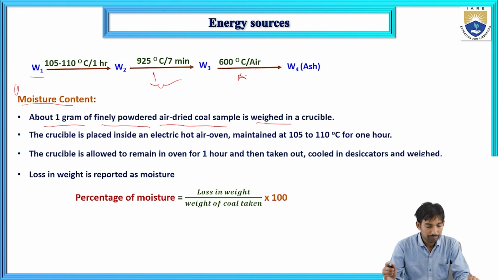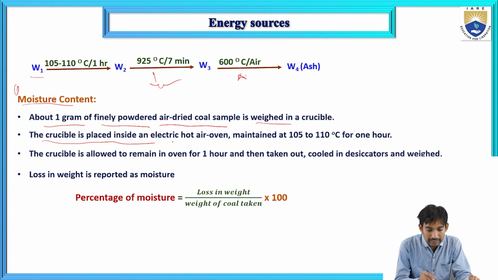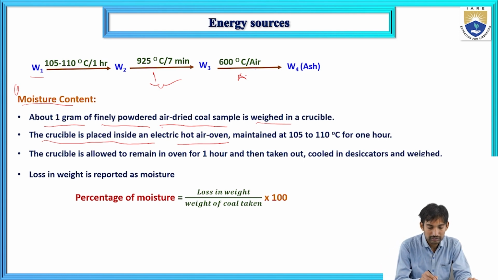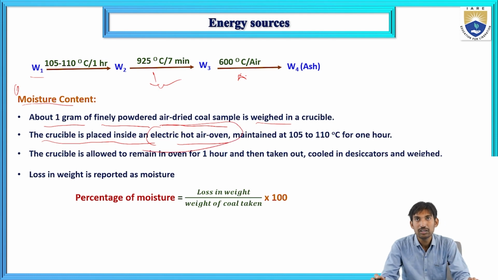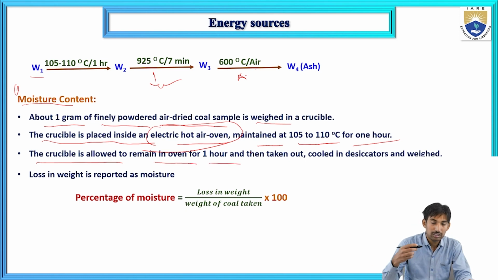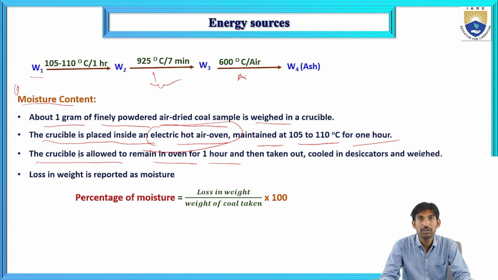The crucible is placed inside an electric hot air oven. The crucible with the known weight of coal is placed inside the electric hot air oven, maintained at 105 to 110 degrees centigrade for 1 hour. The crucible is allowed to remain in the oven for 1 hour.